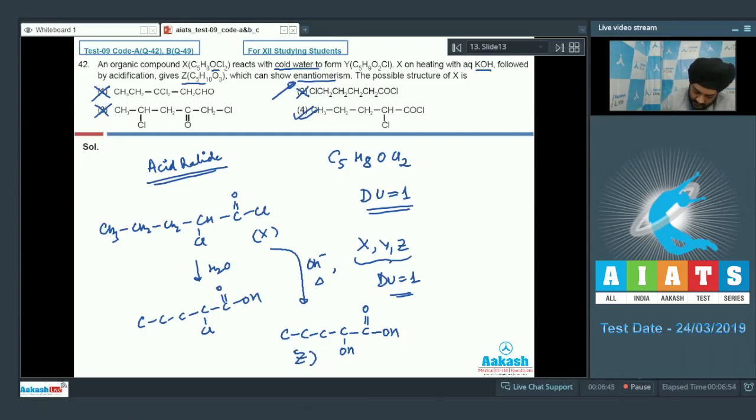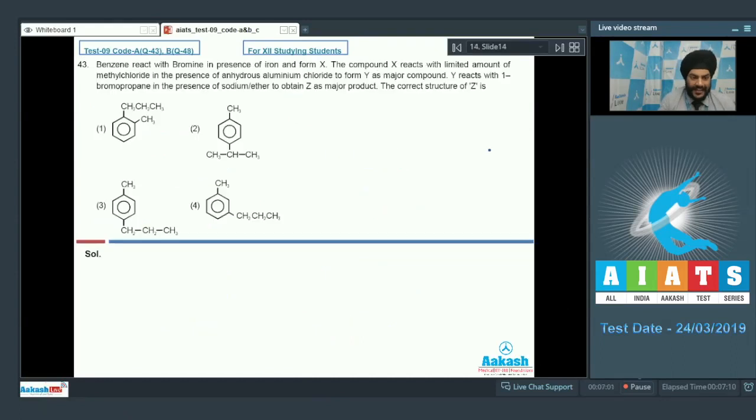This is Z, and this can show enantiomerism as the labeled carbon atom is chiral. Okay. So students, for this question we have to select the correct option as option 4. Let us look at the next question. Question number 43. Benzene reacts with bromine in presence of iron and forms X. You can clearly see that X is bromobenzene.